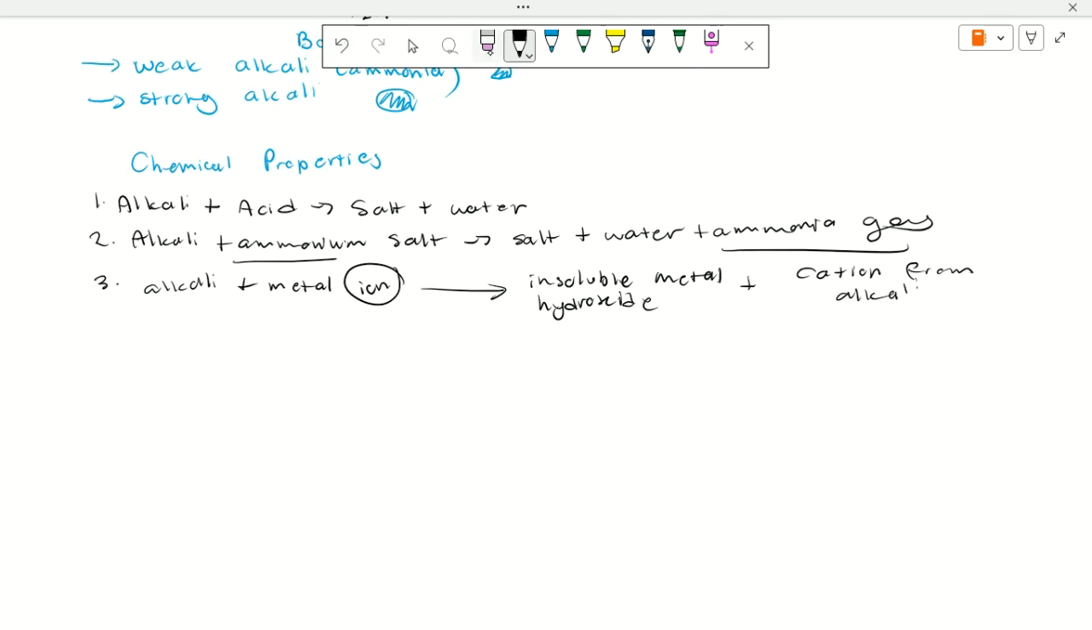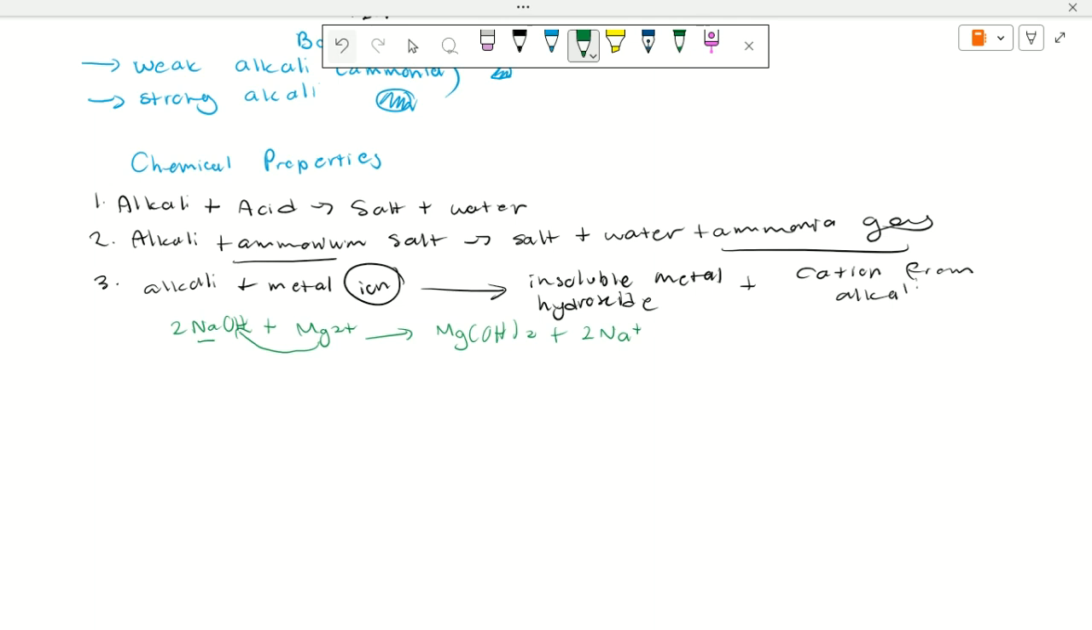So I'm going to give one example because this one is kind of hard. So 2NaOH, this is the alkali. This is the cation, by the way, cation plus metal ion, which is Mg2+, equals to, you guys remember how to write chemical formula? Just go over here and then we get Mg(OH)2 plus 2Na+. That's it. And I think we are done.